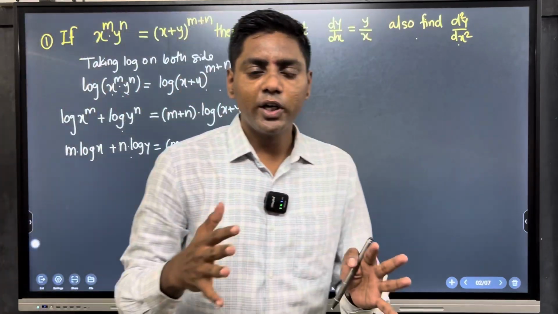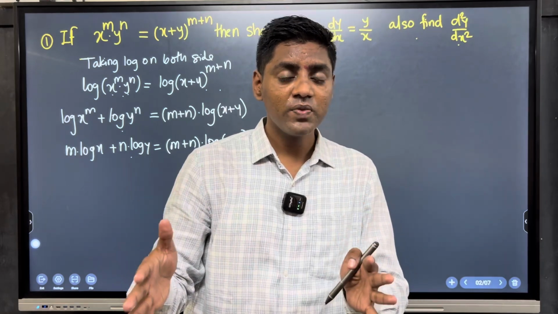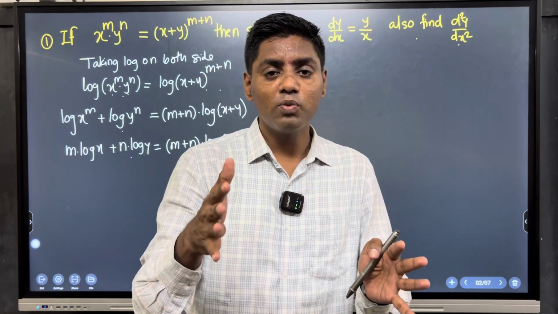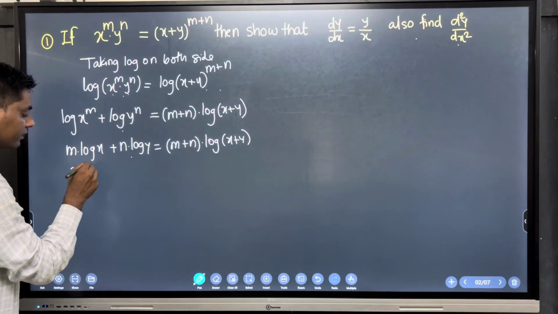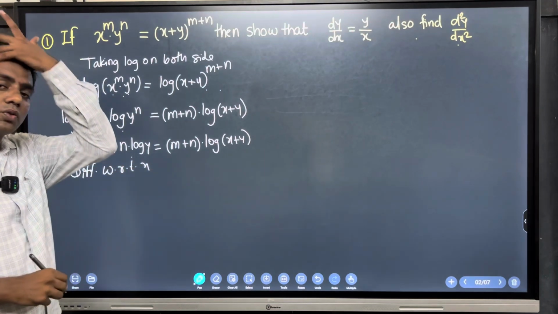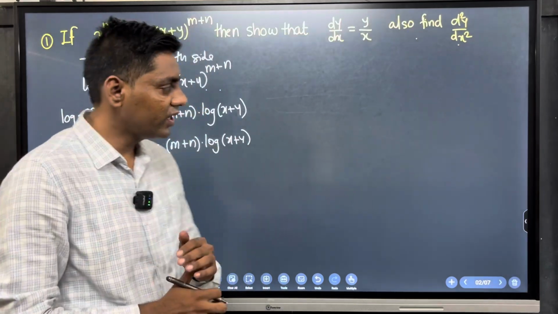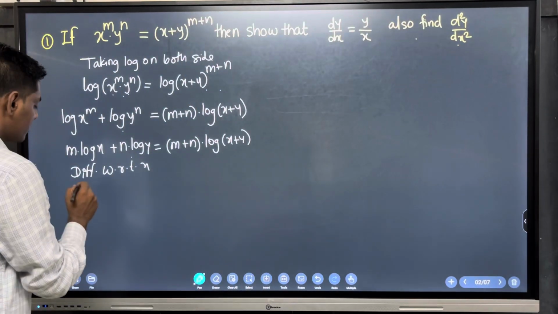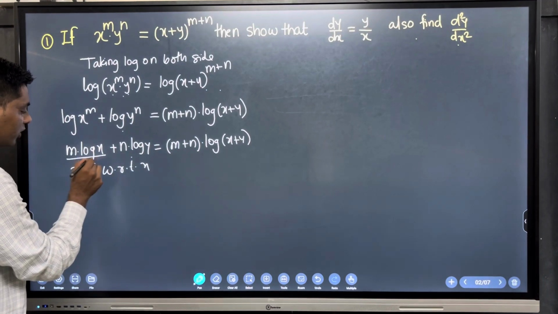So you must remember the derivative of log x is 1 upon x, and when we solve the derivative of log y, it is 1 upon y into dy by dx. So differentiating with respect to x, apply d by dx on both sides, that is taking the derivative of each term. So what we get here, after taking the derivative, now we have to solve the derivative of this term.